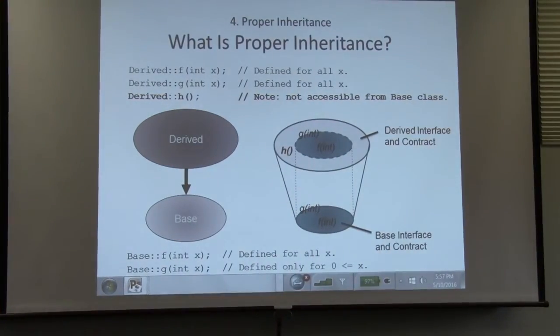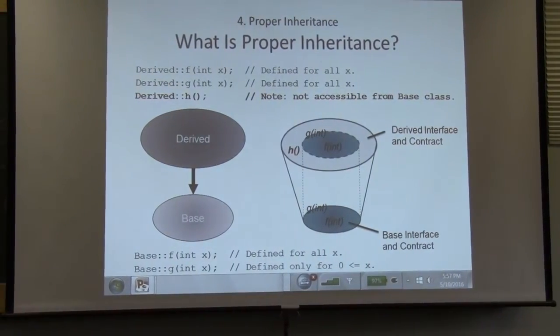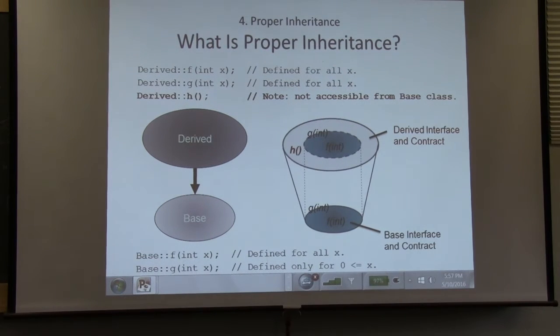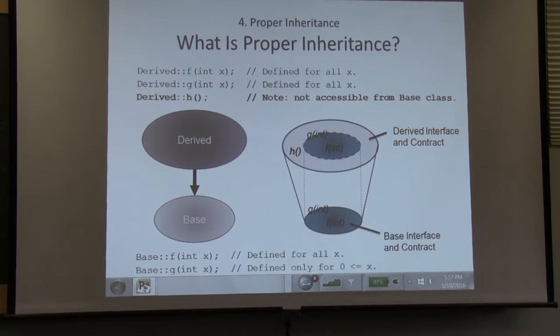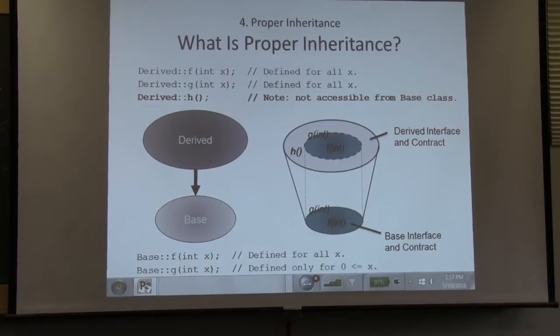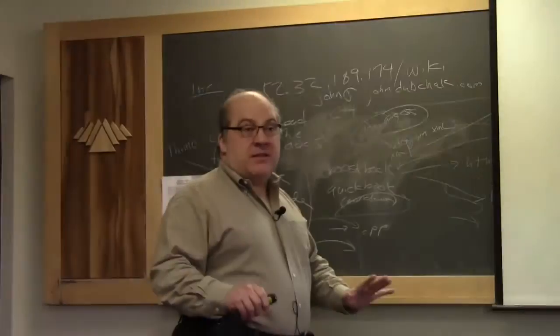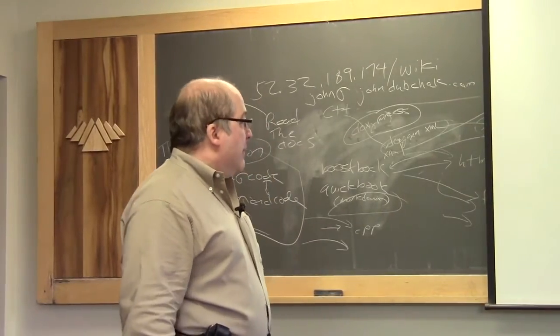h doesn't exist in the base class. h exists in the derived class. h can do whatever it wants. No problem, because nothing written in terms of the base class can access h. So far, so good? I want to make sure that we're on the same page. This is the meat right here, so we have to make sure we're good.